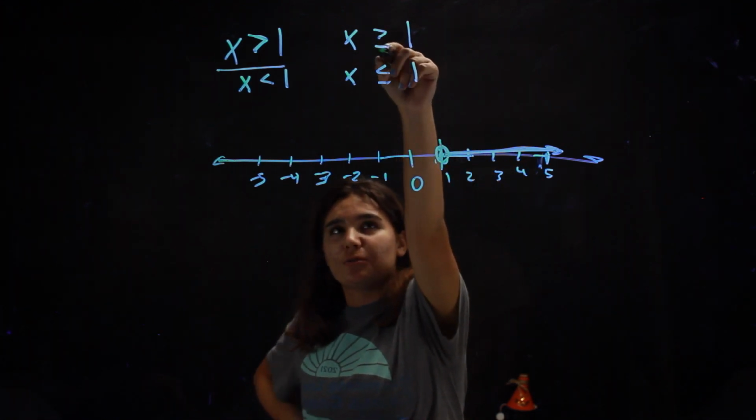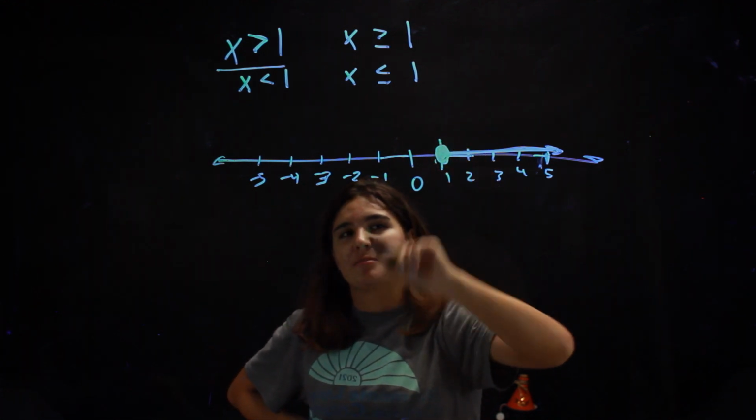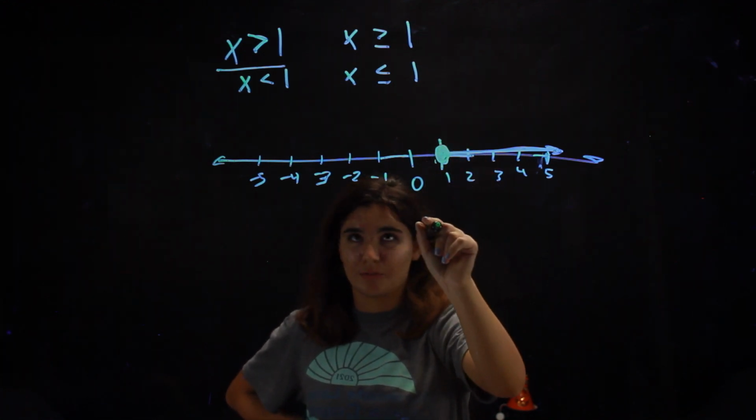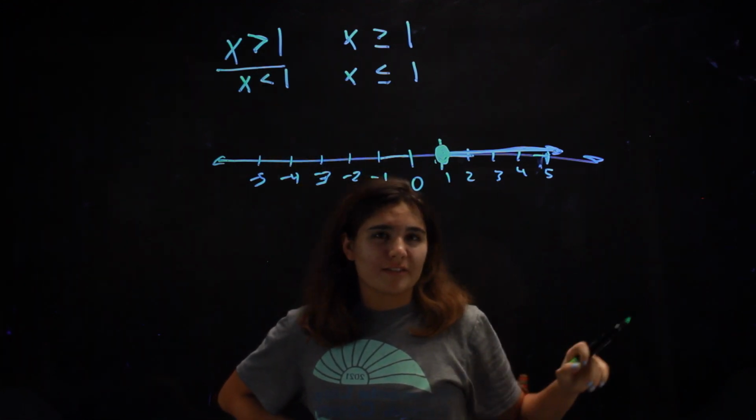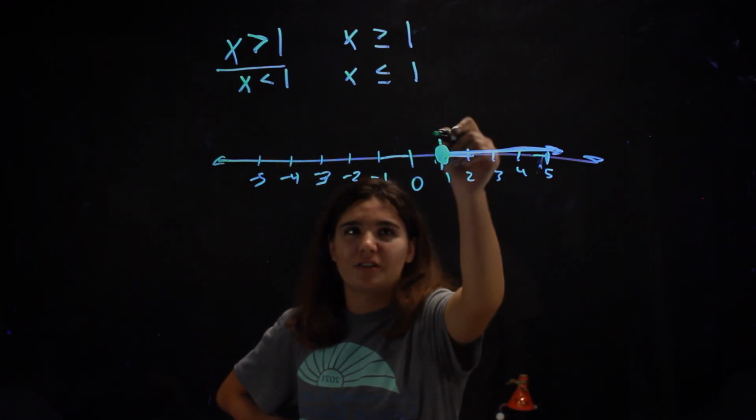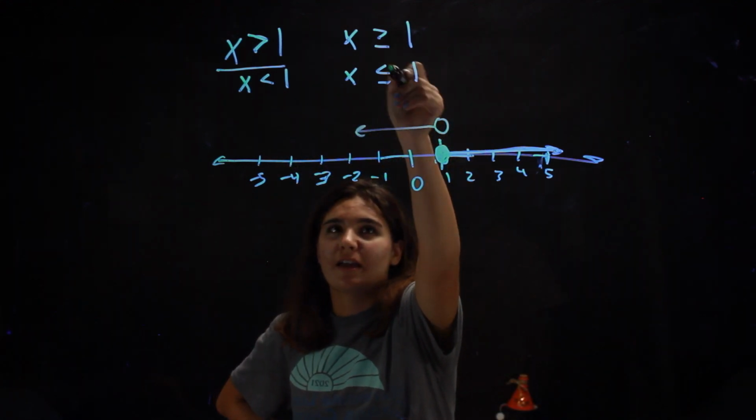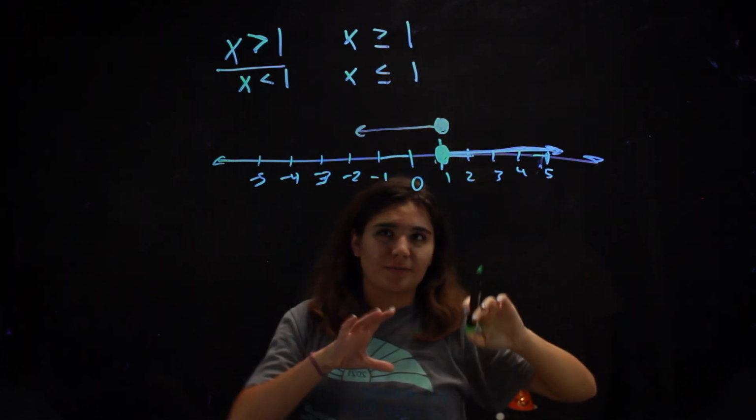If we were to graph x is greater than or equal to 1, then I would color this in. It means it includes 1 in this set of numbers, whereas this one does not include 1 in the set. And that's literally all that is. I mean, we could say x is less than 1. This would be an open circle going that way. X is less than or equal to 1, you would fill in the circle. And that's what it means on the number line.